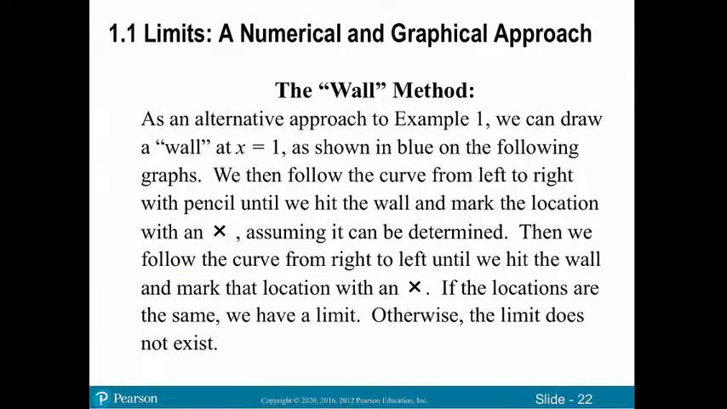So then another technique, you kind of saw me do it a little bit just a moment ago. It's called the wall method, right? So as an alternative approach to example 1, we can draw a wall at x equals 1, as shown in blue in the figure on the following graph. We then follow the curve from left to right with a pencil until we hit the wall and mark the location with an X, assuming it can be determined.